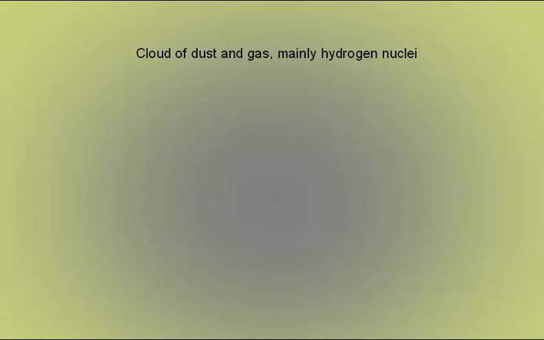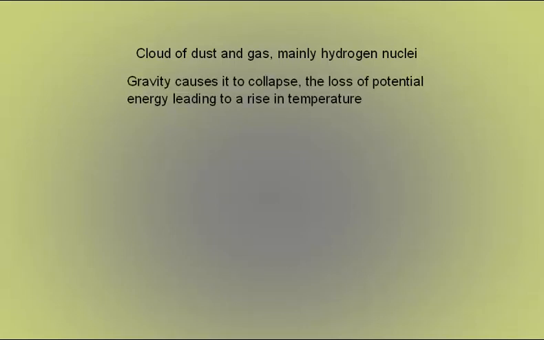Stars begin as a cloud of dust and gas, mainly hydrogen nuclei or protons. Gravity will cause the cloud to collapse, and the loss of gravitational potential energy will lead to a rise in temperature.